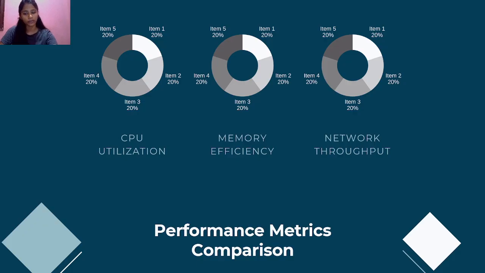And then we have a performance metric comparison. This compares performance using memory efficiency and CPU utilization and network throughput. These are the performance metrics of OpenNebula and OpenStack.